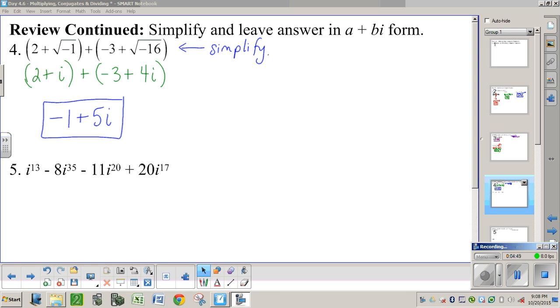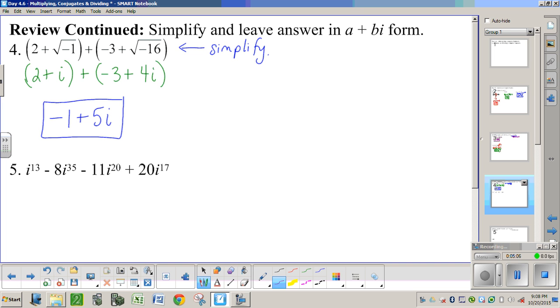Take a look at number 5 now. You have 1, 2, 3, 4 i terms there. So in this case, you want to simplify all of your i's first. So a little bit of review here. When you simplify your i's, remember you're going to divide by 4.